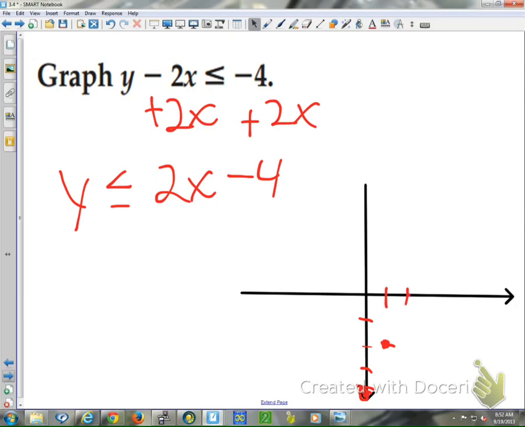Is it going to be a whole line or a dotted line? Whole line. Why is it a whole line? Because it has an equal sign. That's right. Whole line, because it has an equals. And is y less than or greater than? Y is less than, so we shade below.